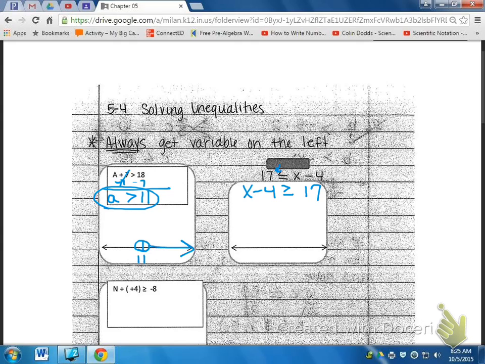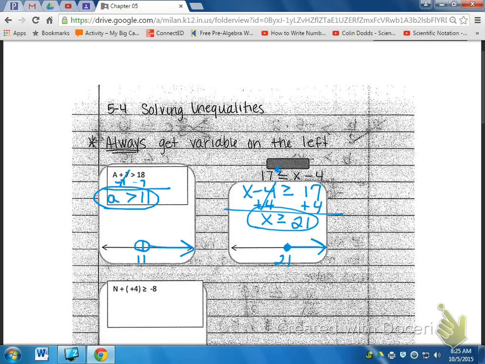So who wants to solve x minus 4 greater than or equal to 17? Layla, what should I do? Add 4 on each. And now what? 17 plus 4 is 21. And then bring the leftover down, so x is greater than or equal to 21. So on my number line, I'm going to put a 21. Now what? Closed circle, shade right.